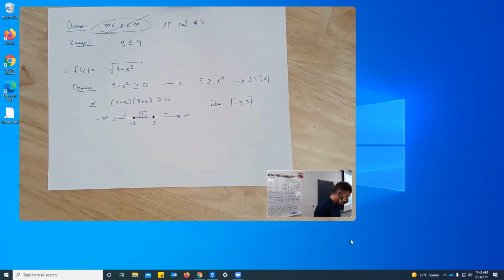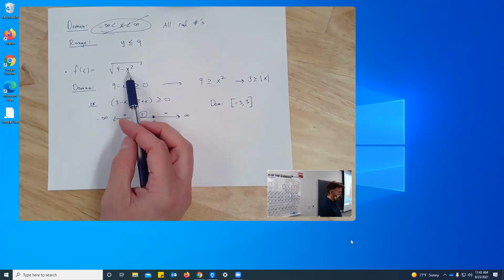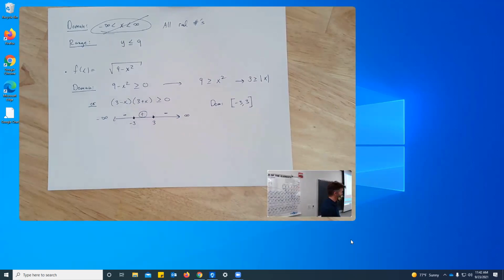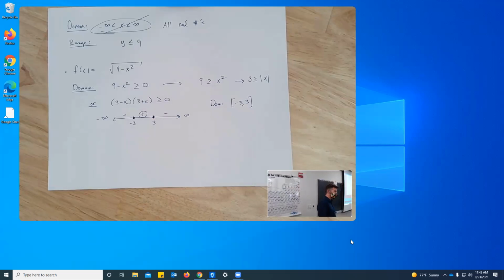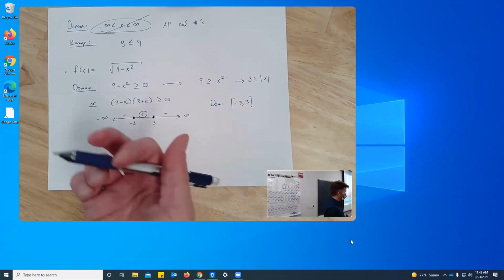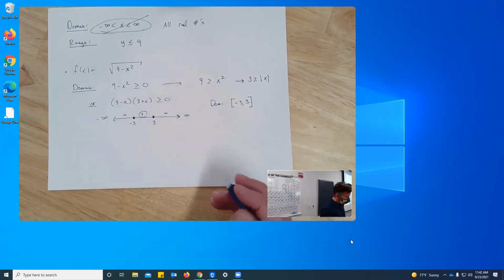And we can see that, right? If you put x equal to 4, 9 minus 4 squared is 9 minus 16, which is -7. We can't take the square root of -7 and get a real result. So it's not in the domain. In a similar way, -4 is also not in the domain, because -4 squared is still 16, and 9 minus 16 is still -7, which we can't take the square root of. So there's our domain.